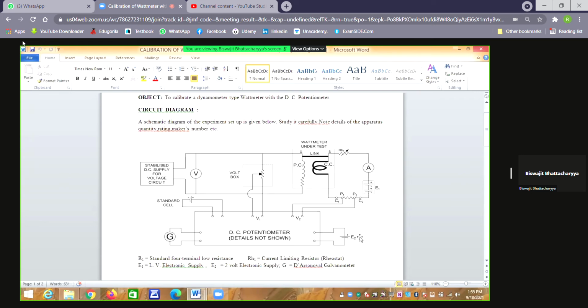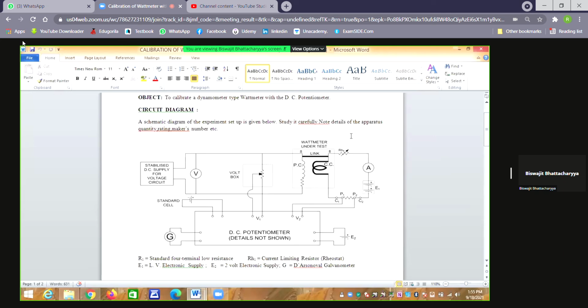Okay. So now we will insert the link. So our reading will be with link. We'll measure V1 and V2 with link, and calculate the error, that is the difference between the wattmeter reading and the potentiometer reading after calculation. Then we remove the link. So without link for 20 watt.